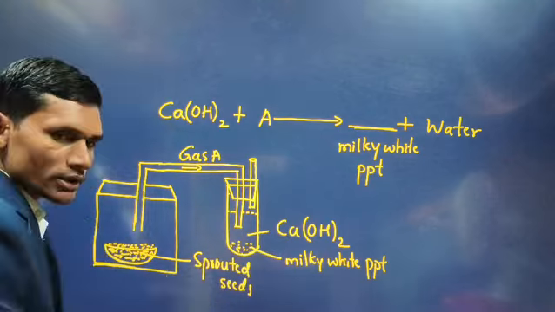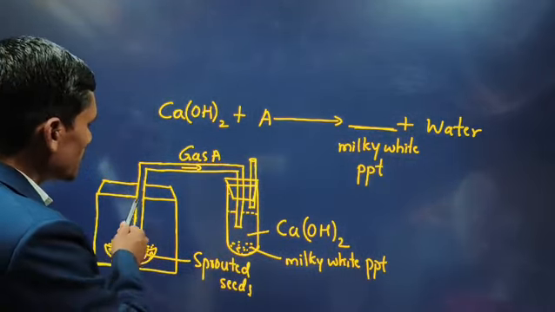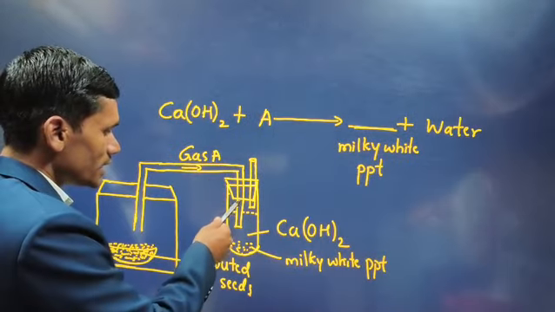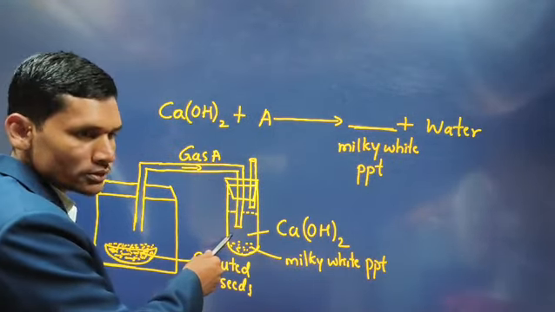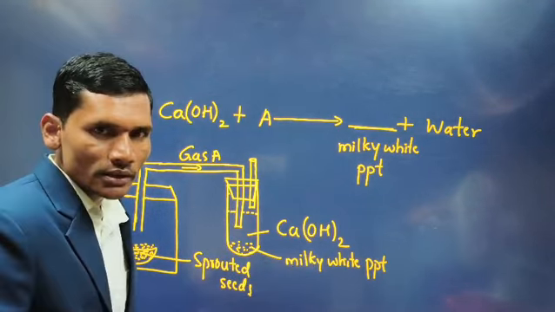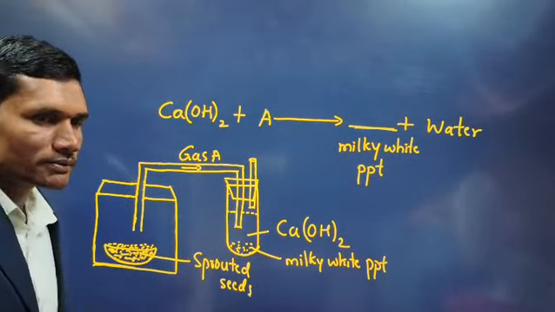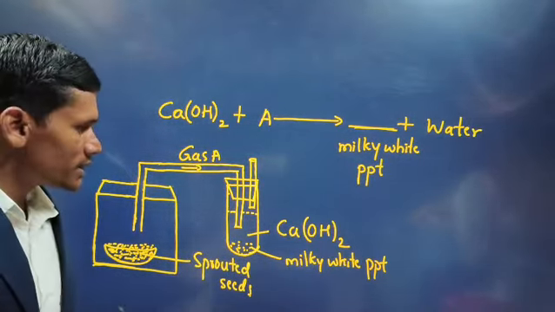Calcium hydroxide is taken, right? And a gas is liberated here, and it is coming through this tube, and it is entering this calcium hydroxide solution. After it is entering, it is turning to milky white PPT, right? Then can you identify the gas liberated by these sprouted seeds? Of course, it is right what you are guessing.